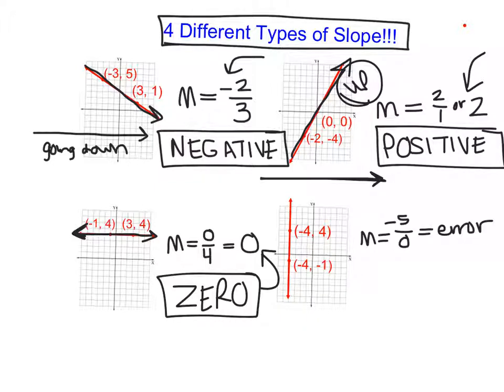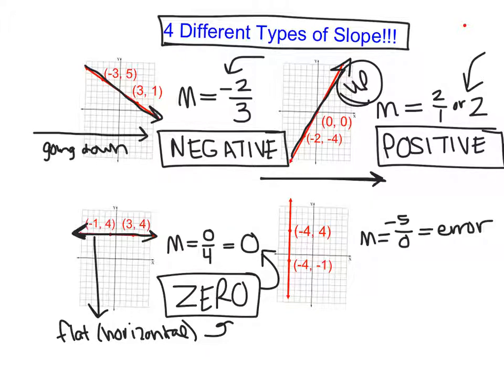You're walking on a flat ground, there's no hill, it has 0 elevation, it doesn't change in any way, shape, or form. So here, because it's flat and it's horizontal, we have a slope that is 0. So those are 3 types so far. We have negative, positive, and 0.